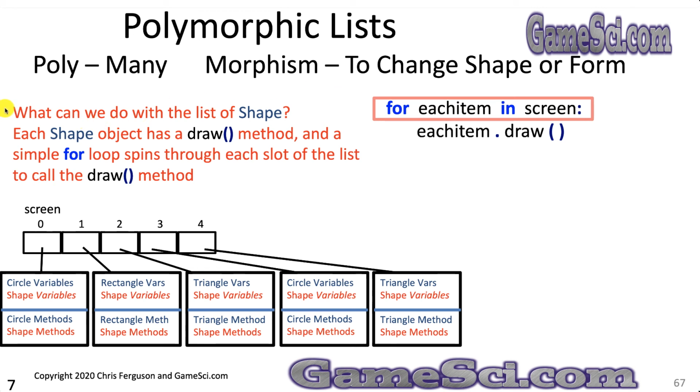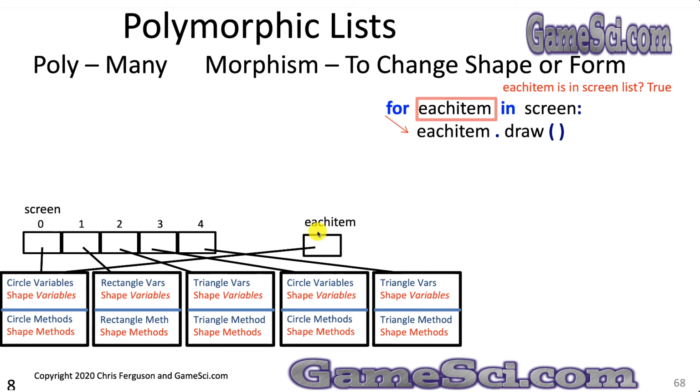What can we do with a list of shapes? If each shape object has a draw method, and a simple for loop spins through each slot of the list to call that draw method, we could write a simple piece of code that draws hundreds if not thousands of shapes on the screen. Here's a form of the for loop: for each item in the shape list. Go to my list and set each item to each element in my list.